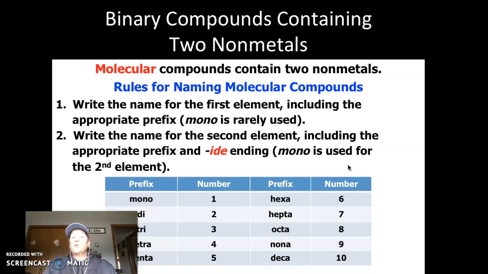On the first one, if there's only one, you do not have to write mono. If it's like CO, C is just carbon. You don't have to write monocarbon. But the second one always has to have a prefix. So if there's only one, you write mono. So CO would be carbon monoxide. Again, change the second one to IDE. If there's only one of them, use mono. Otherwise, use whatever. Like if I had CO4, it would be carbon tetraoxide. So the second one has to have a prefix. The first one doesn't if it's only one.